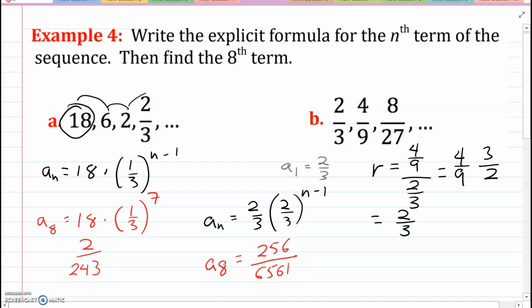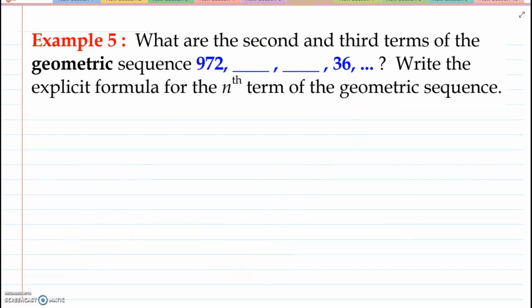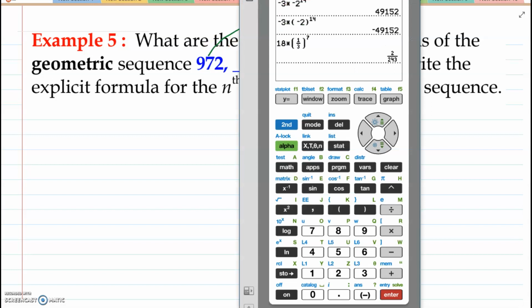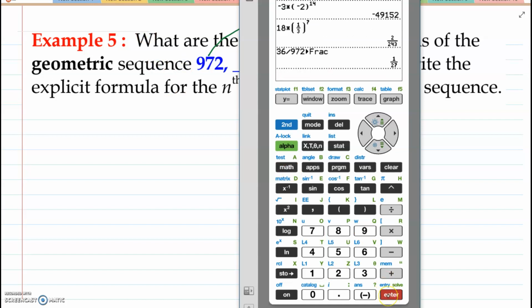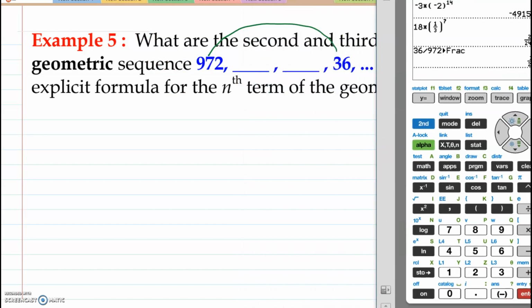Okay, next, moving on, another example. So what happens when we're trying to find the second and third term? Now, I'm hoping that people are going to approach this similarly to how we were doing the other ones. How do I turn 972 into 36? So what I'll do is use my calculator, and I'm going to say 36 divided by 972, and I'm going to have it do it as a fraction, and it says it's 1/27th.